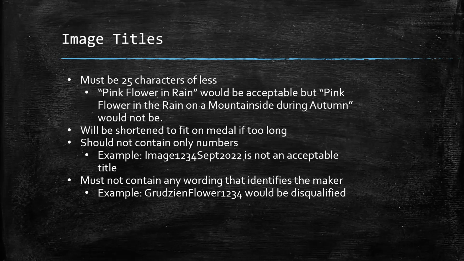But you want to avoid things like image 1, 2, 3, 4 September 2020. It doesn't tell the competition directors what the image is, so you need to have a name that tells you what they're going to be looking at. Also, you can't have any wording that identifies the maker in the title. So example, Grew Jane, which is my last name, flower 1, 2, 3, 4, would not be able to be entered into competition.